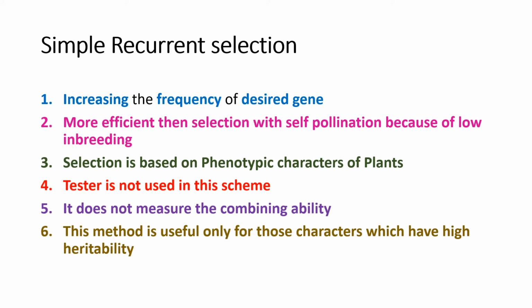Simple recurrent selection. It is utilized in increasing the frequency of desired gene. It is more efficient than selection with self-pollination because of low inbreeding. Selection is based on phenotypic character of the plant. Tester is not used in this scheme. It does not measure the combining ability. This method is useful only for those characters which have high heritability.